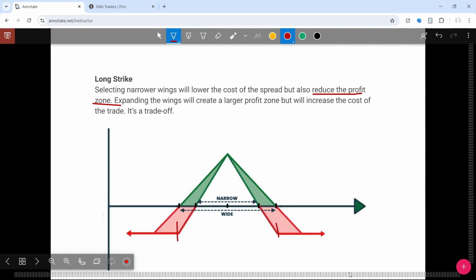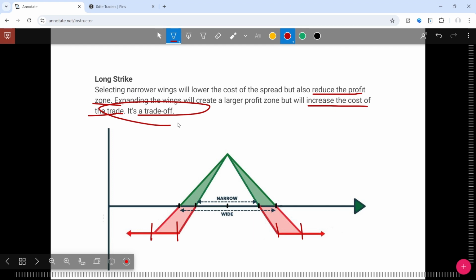Whereas if you expand your wings, you create that larger profit zone, and your probabilities of closing in that profit zone increase. Now with that, wider wings comes increased cost. You're going to pay a little bit more. So it's a trade-off. Generally, when there's a lot of volatility, you probably want to widen the wings out a little bit, particularly if you're trying to play for the pin, if you're trying to play for a close in that profit zone. Whereas if there is lower volatility, you can get away with a 10 wide.